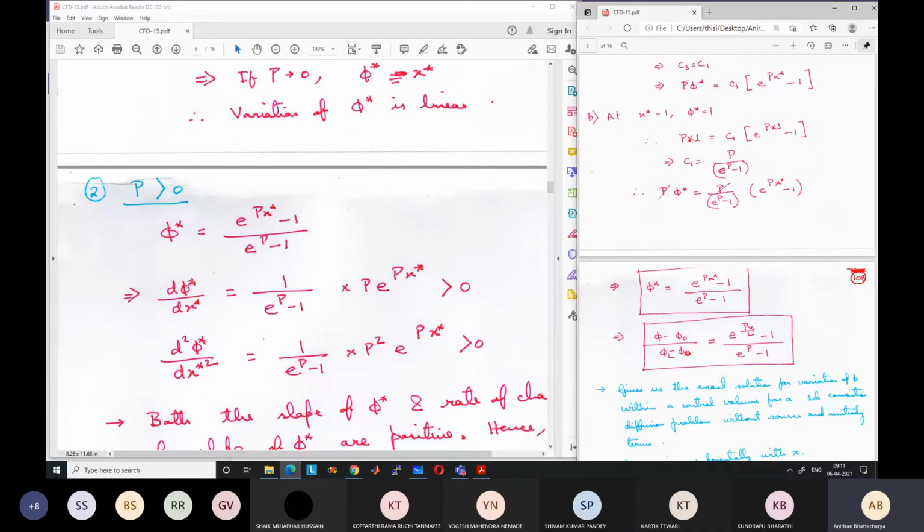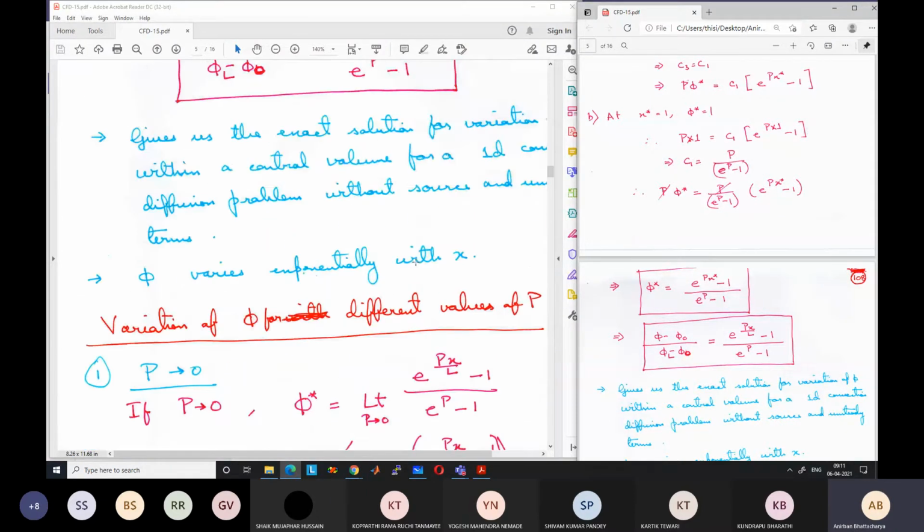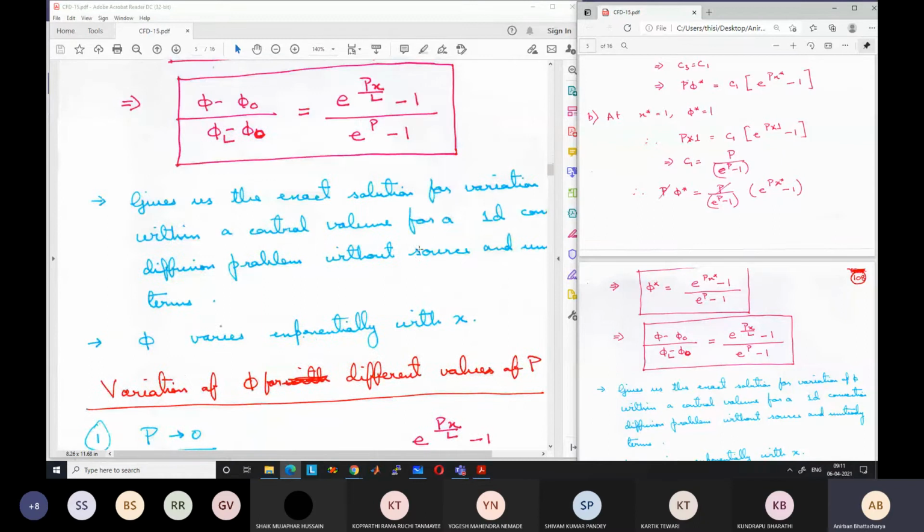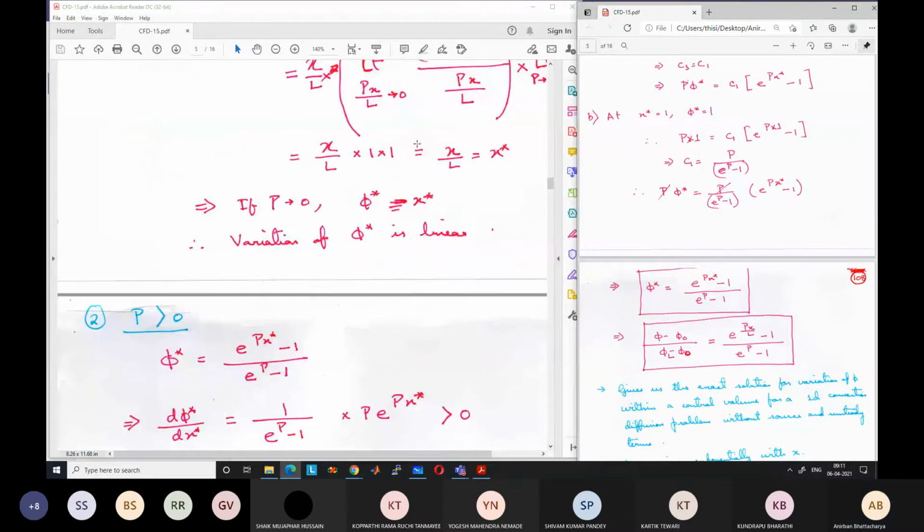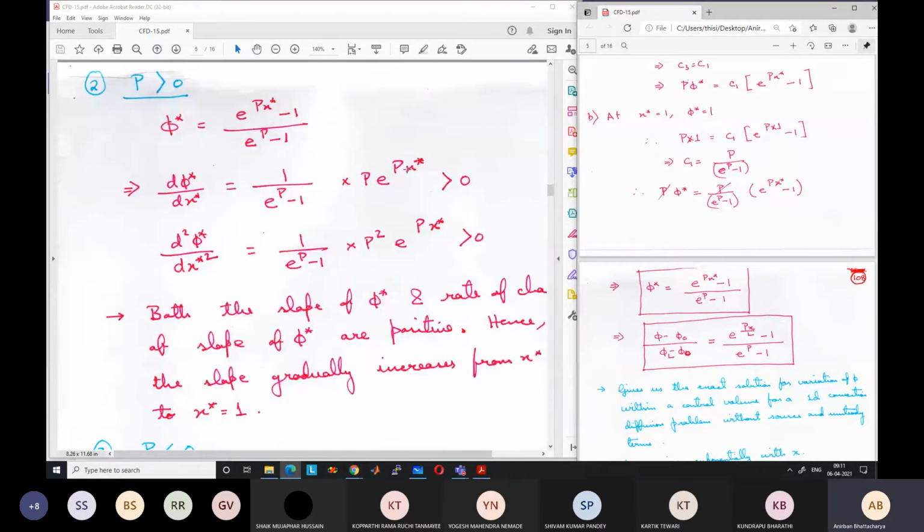So the slope of this line is always positive, because whatever the value of x star, x star is going to change between 0 and 1. The non-dimensional x star is defined as x by L. So whatever the value of x star, this is always positive. So the slope of phi star, d phi star by d x star, is always going to be positive.